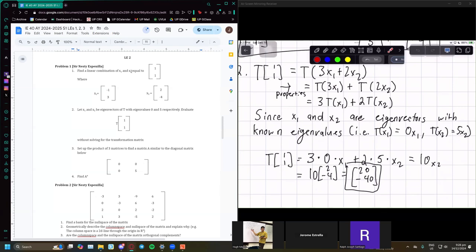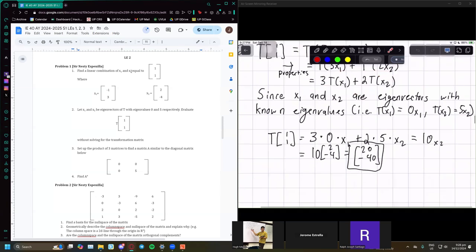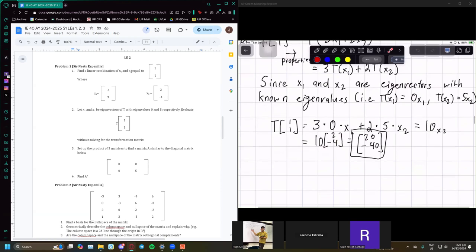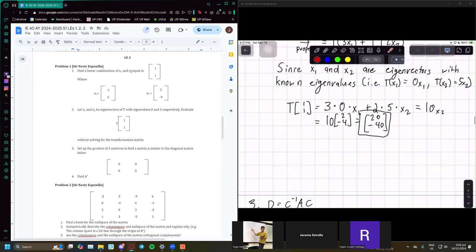So you can substitute those into this, and we find that the transformation on 1, 1 is just equal to 3 times 0 times x1 plus 2 times 5 times x2. Since there's a 0 here, it's simply 10 x2, or 10 times its column matrix, which will make it the column matrix 20 and negative 40.